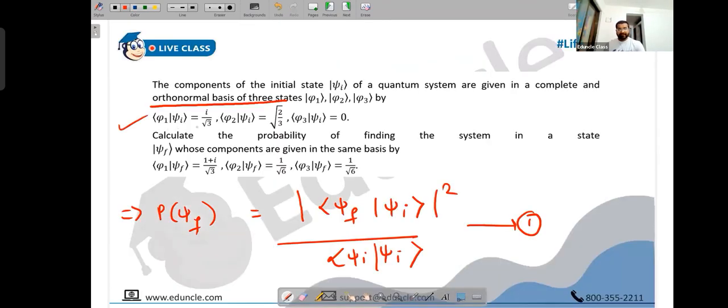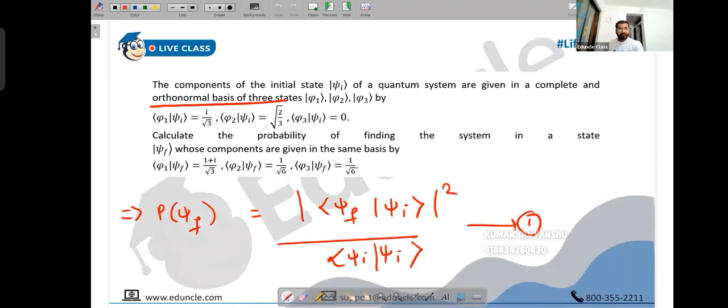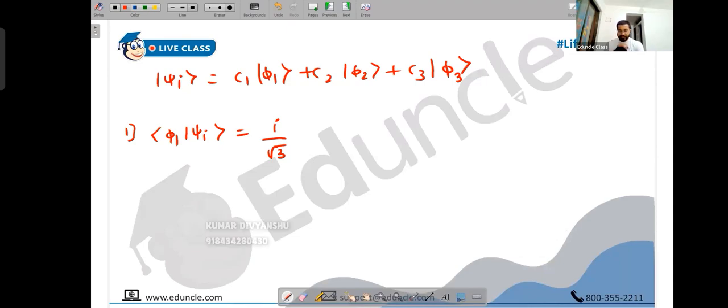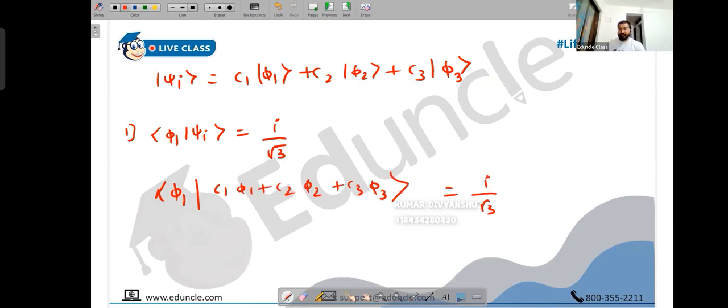Let's start with the first. Phi 1 psi I equals i by root 3. They have given us that. Simple. Nothing to worry about. Substitute. Phi 1 into what is psi I? Psi I is C1 phi 1 plus C2 phi 2 plus C3 phi 3. Or you can just write directly C1 phi 1 plus C2 phi 2 plus C3 phi 3 in the ket bracket. This is i upon root 3. But they have mentioned these are orthonormal bases. What is the meaning of orthonormal? Phi 1 with phi 1 will be 1, phi 1 with phi 2 will be 0, phi 1 with phi 3 will be 0. Correct? What are you left with? C1, that's it. C1 is i upon root 3.